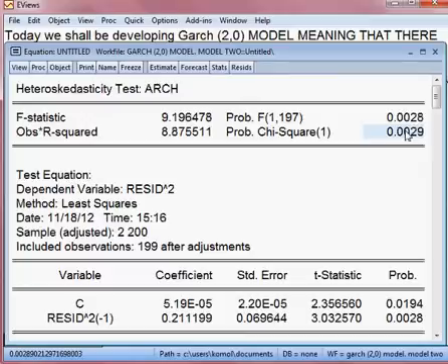So we have all the validity to run the ARCH or GARCH model, and here is our plan to develop a GARCH 2.0 model, meaning that there will be two ARCH effects but no GARCH effect. That is our model. Okay, that we shall do now.